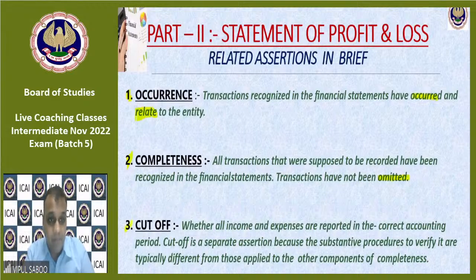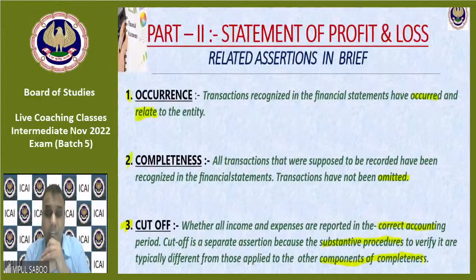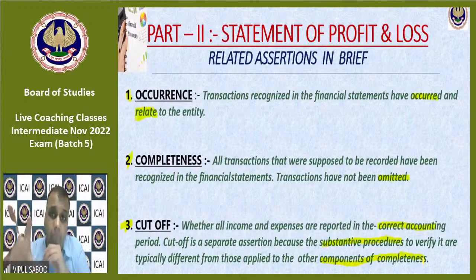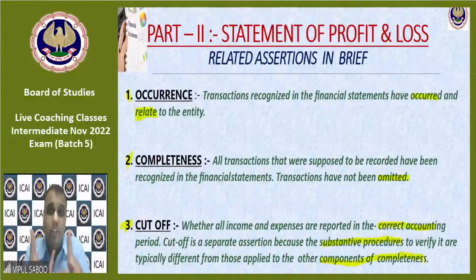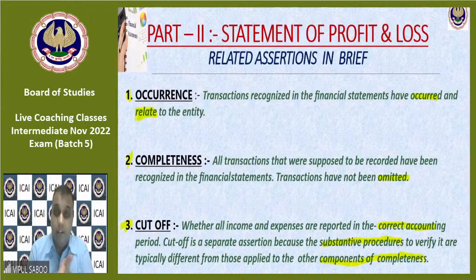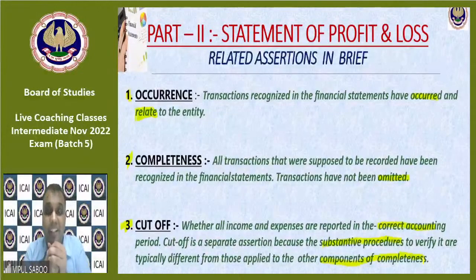Cut off, we did it. Whether all income and expenses are reported in the correct accounting period. Cutoff is a separate assertion because the substantive procedures to verify it are typically different from those applied to other components of completeness. If I am auditing the direct expenses, I'll ask for the expenses file belonging to that particular accounting period, apply my substantive procedures on it, and check that period's vouchers. So if some other period's bills are included in that accounting period, or some bills belonging to that period are not there in the file, there is going to be a disturbance in the financial statements. That would not be true. That would not be complete. That is cut off.